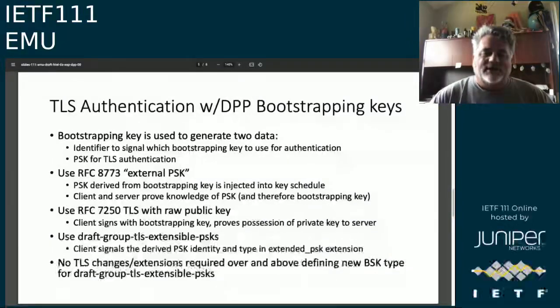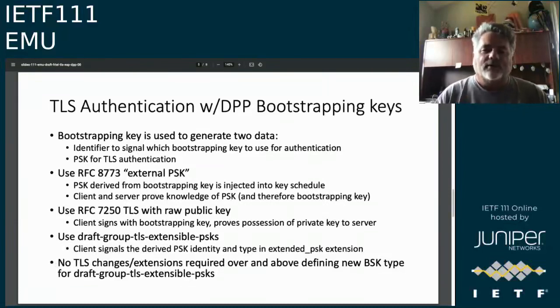So what we need to do then is use this bootstrapping key to authenticate TLS. We take the bootstrapping key and use it to derive two pieces of data. One is an identifier that identifies what key to use, and the other one is a PSK that we use for TLS authentication. We can then use that PSK with RFC 8773, which defines how to use an external PSK with TLS authentication, and we use that derived PSK. So that will provide proof to the client that the server really knows its public key. It also proves to the server that the client knows the public key.